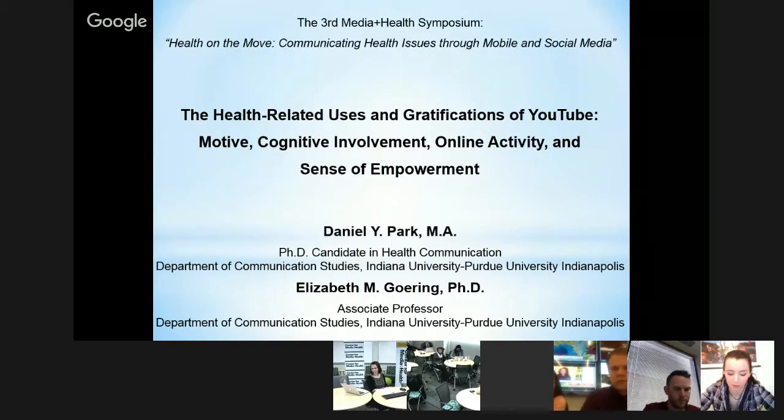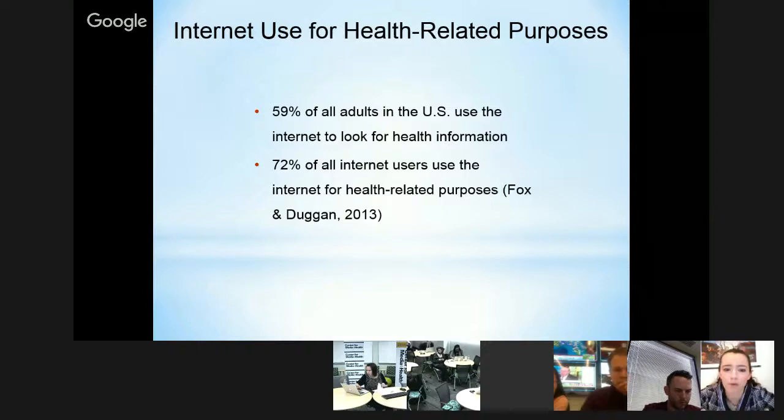as I was saying, I think that the topic that we're talking about at this conference is a very, very important topic. In fact, many people do use the internet for health-related purposes. According to a Pew Foundation study and a Fox and Duggan report, 59% of all adults in the United States use the internet to look for health information, and 72% of all internet users use the internet to look for health information. Our focus looks at one particular social media, and that is YouTube.